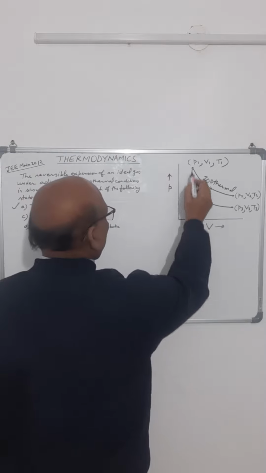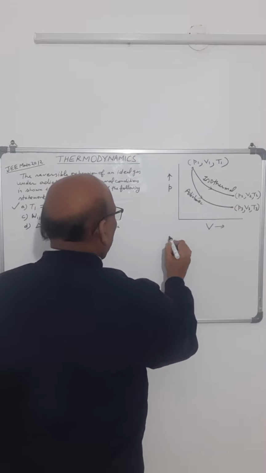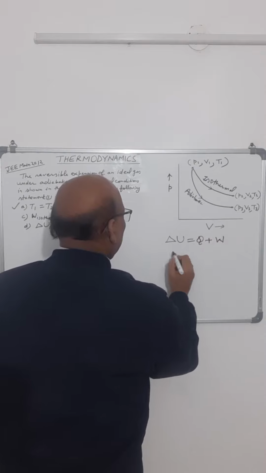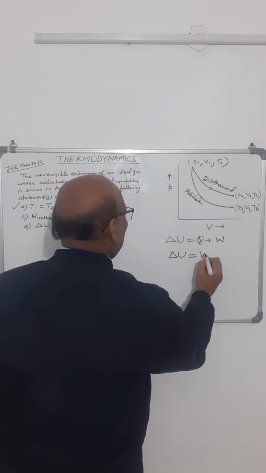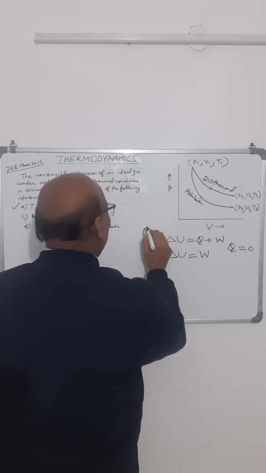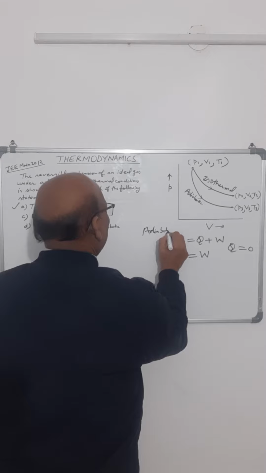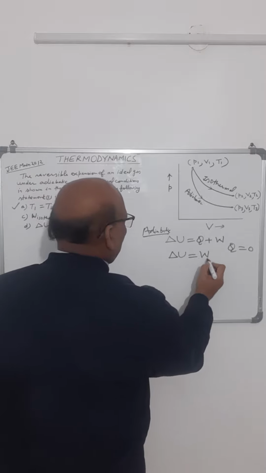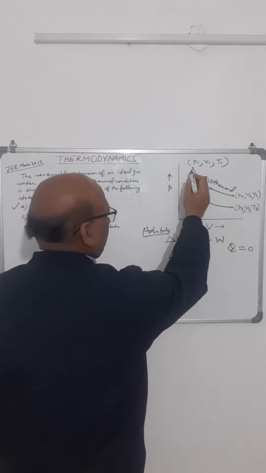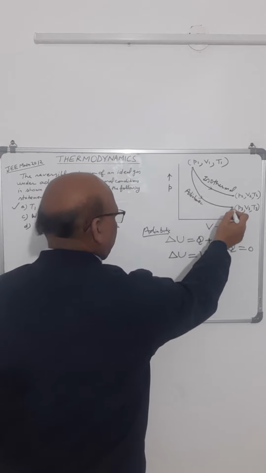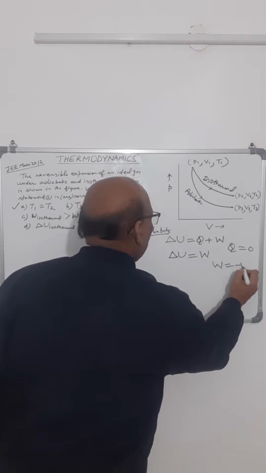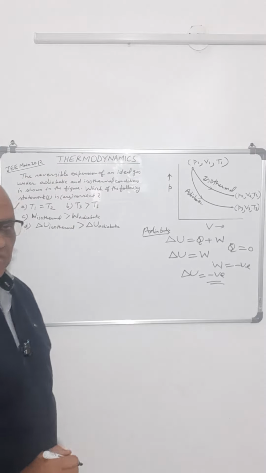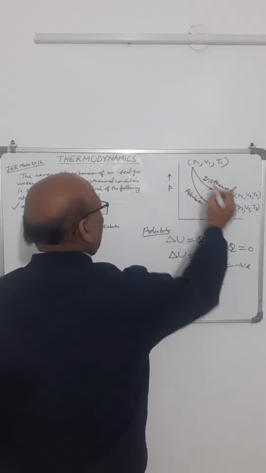Now the process from 1 to 3 is adiabatic, and for adiabatic process, if we write the first law of thermodynamics, then delta U will be equal to W, because Q equal to 0 for adiabatic process, as there is no heat exchange between system and surroundings, so Q equal to 0, so delta U equal to W. Now W is negative because work is done by the gas during expansion process, so W being negative, your delta U will also be negative. That means internal energy of the gas will come down when we move from 1 to 3.